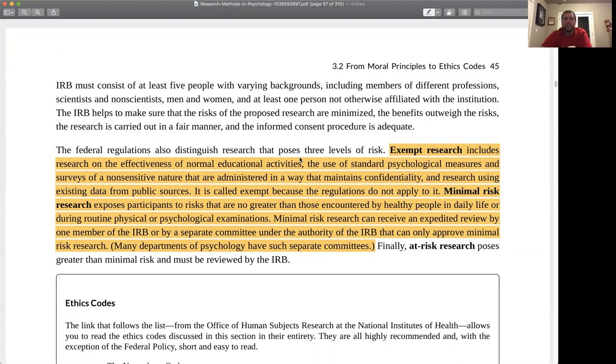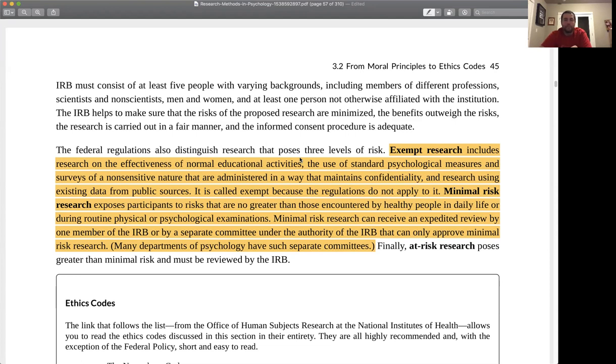Minimal risk, this is where the IRB has the easiest one. It's known as an expedited review, meaning that it doesn't have to go through a full board. With full board reviews, you actually go to the IRB and they ask you questions and you defend why you're doing the study.